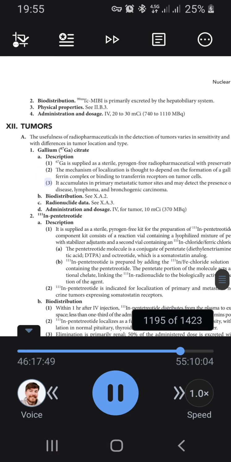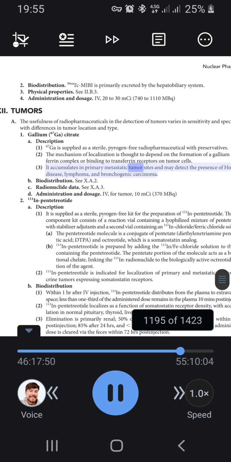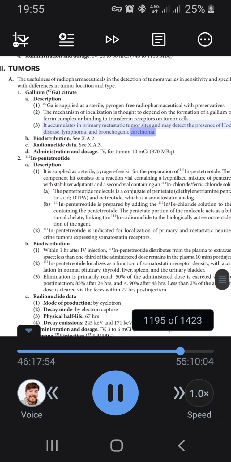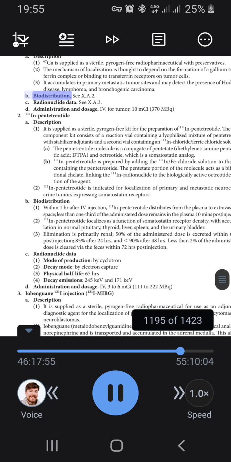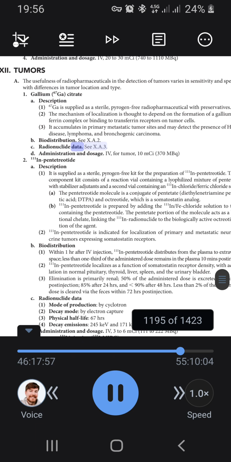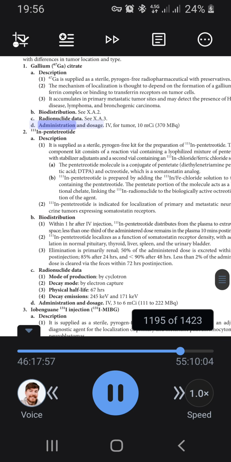3. It accumulates in primary and metastatic tumor sites and may detect the presence of Hodgkin disease, lymphoma, and bronchogenic carcinoma. B. Biodistribution. C. Radionuclide data. D. Administration and dosage. IV for tumor: 10 mCi, 370 MBq.